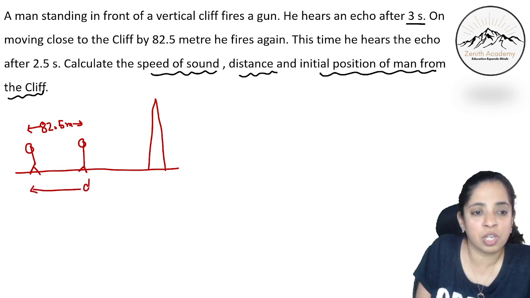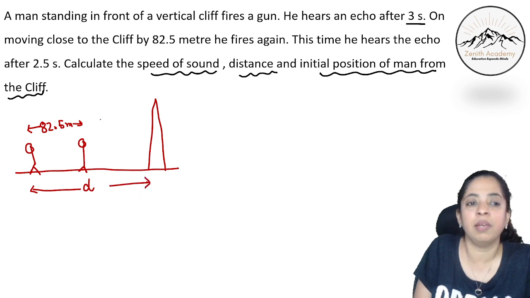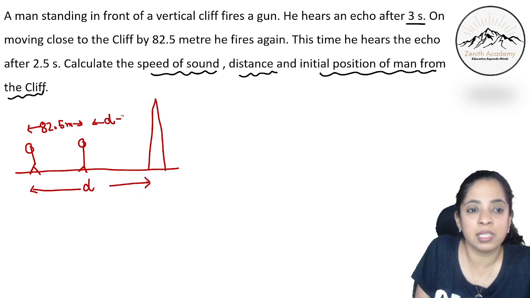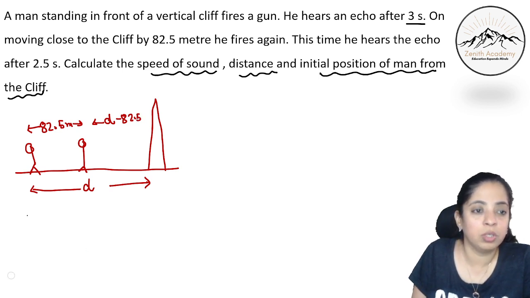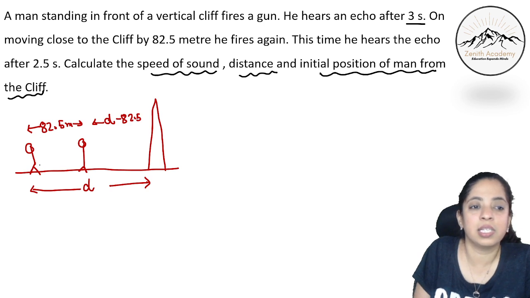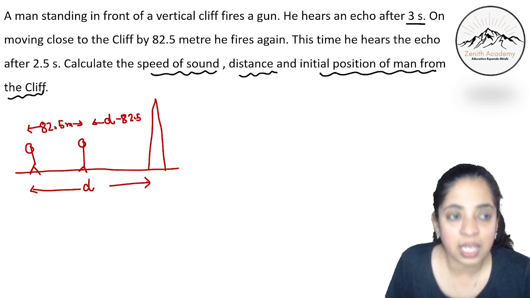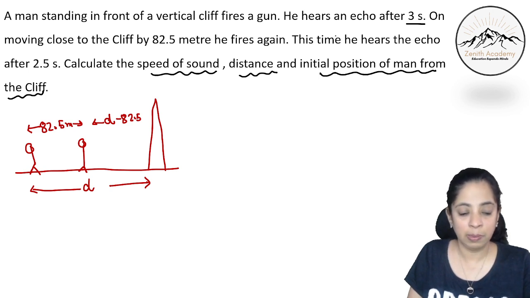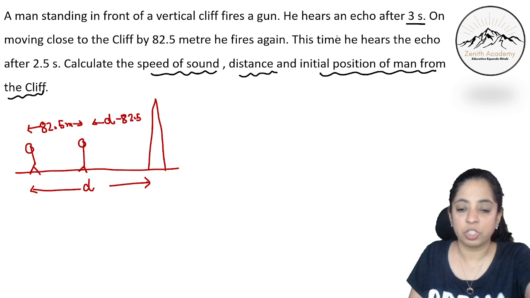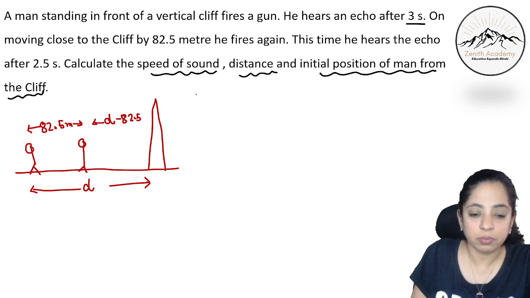So this is the initial position of the man from the cliff. This will be d minus 82.5. In both the cases the time is given to you. In the first case, the time is 3 seconds. In the second case, time is 2.5 seconds. Will you be able to do this? Or shall I do? So I will do the first one.